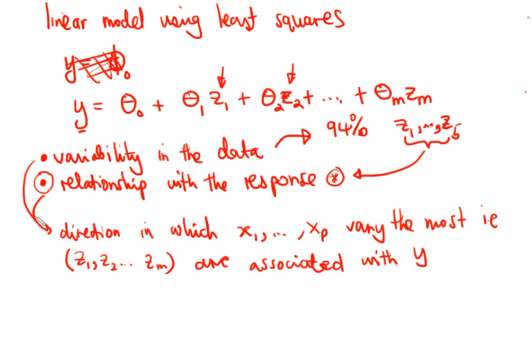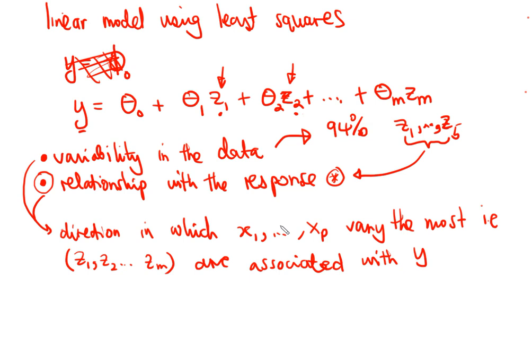We chose these z1, z2 on the basis that these are the directions in which the x's vary the most. And our hope is, if you vary the most in those directions, you're probably associated with y. That's what we are hoping for. But in reality, it is not always the case. That's where partial least squares comes in, but we'll see that in the next video. But so far, if that assumption holds, then with our PCA, we'll fit our least squares.